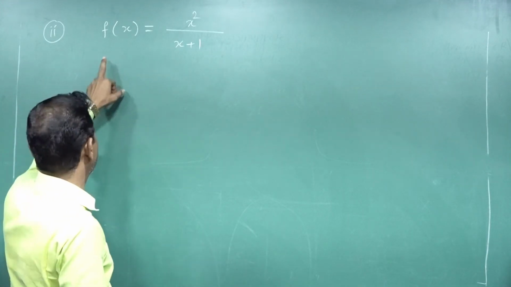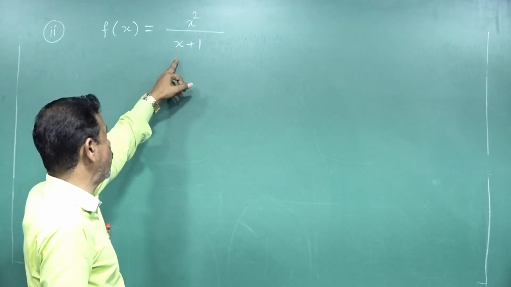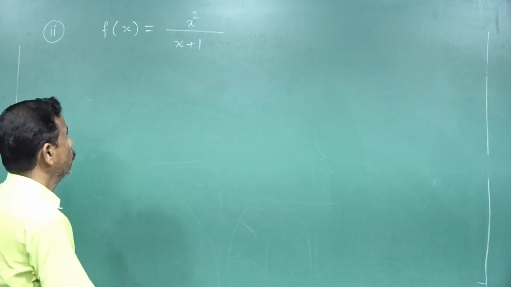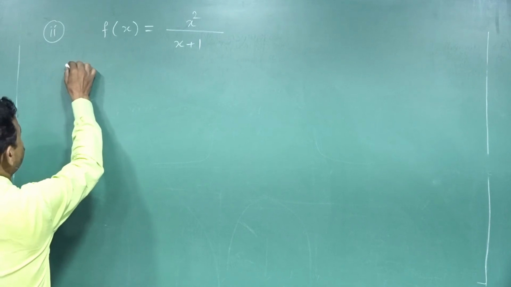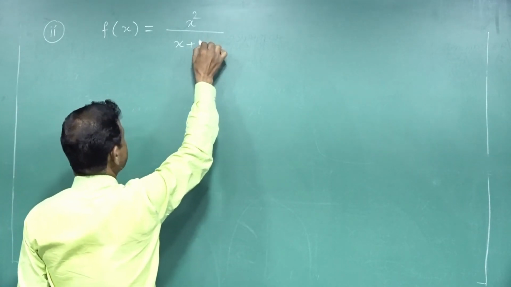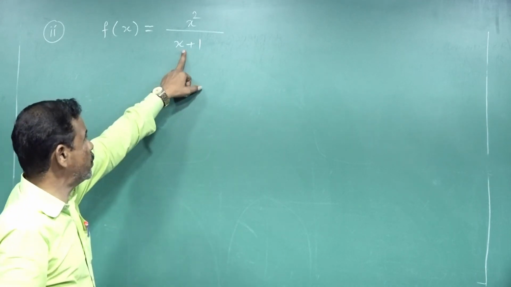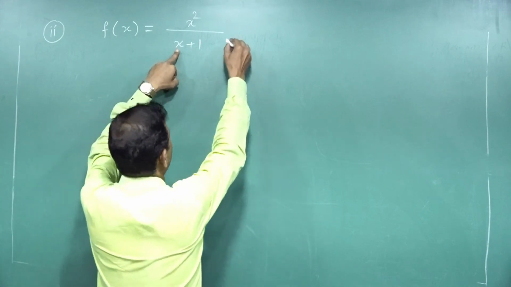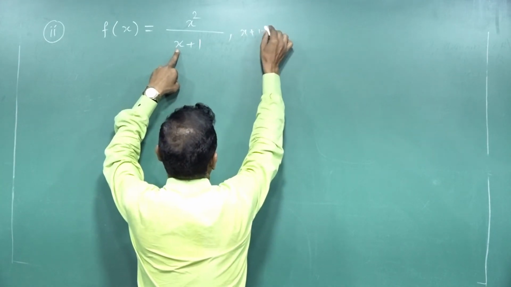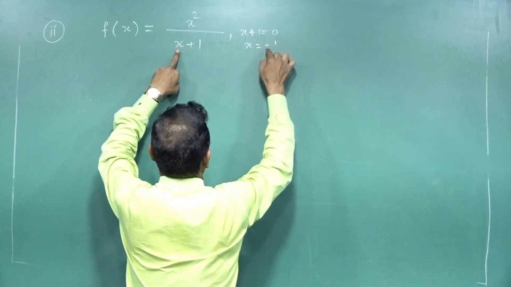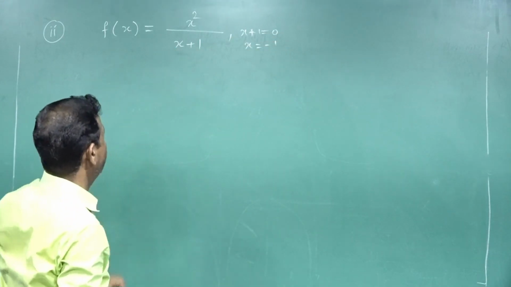Subdivision 2, f of x is equal to x square by x plus 1. What we find are the asymptotes. So here f of x is x square by x plus 1, where is it infinity? Suppose the denominator is 0, then f of x is infinity. So if x plus 1 is equal to 0, x is equal to minus 1. At minus 1, this is the infinity.